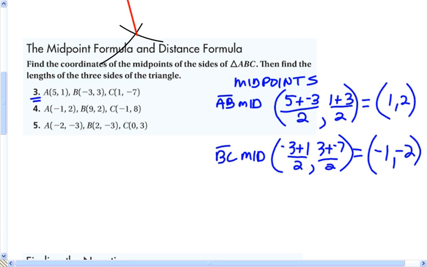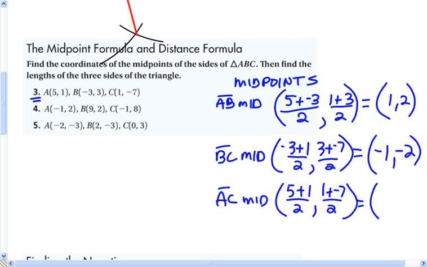And then one more segment for the triangle, and that's AC. The midpoint of that would be the x-coordinates added together, divided by 2, and the y-coordinates added together, divided by 2, and that equals the coordinates of the midpoint. All right, now we're going to find the side length of that triangle. So we're going to find the length of AB, the length of BC, and the length of AC.